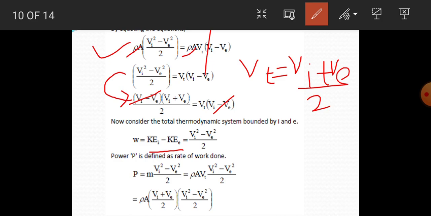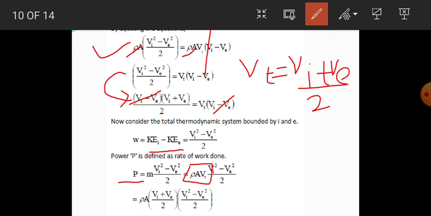So the power P is defined as the rate of work done. So we will multiply the work energy by mass, and we will get the power P. That is, P is equal to m times (va square minus v square) by 2. Now, similarly, we can write mass is equal to rho A vt into (va square minus v square).